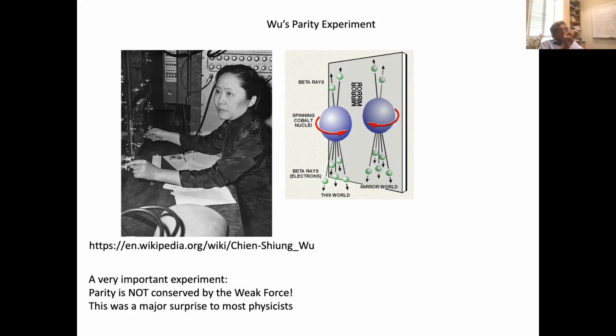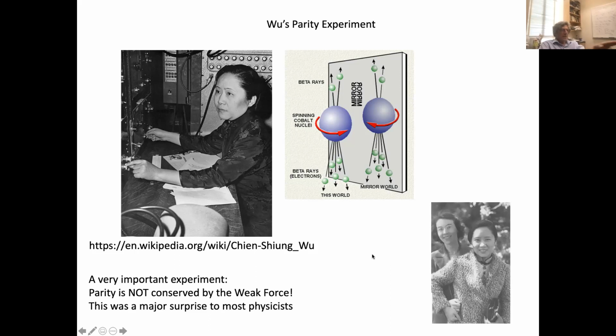Okay, so the only way you could get a system which conserves parity would be if the emission of those beta rays was spherically symmetric. So that was the essence of the experiment. If what she discovered was not spherically symmetric, then parity was not conserved by the beta decay process, also known as the weak interaction. Okay, and this was a major surprise to physicists. It's a huge surprise because in the electromagnetic force and gravity, parity is conserved. So here you have a force which doesn't conserve parity.